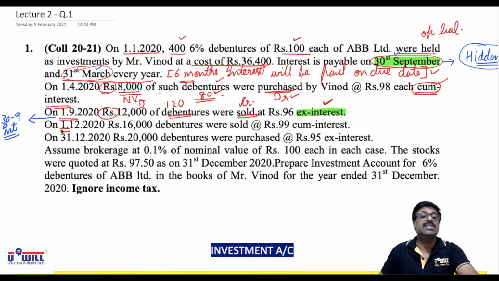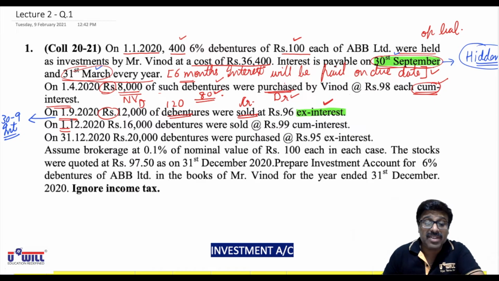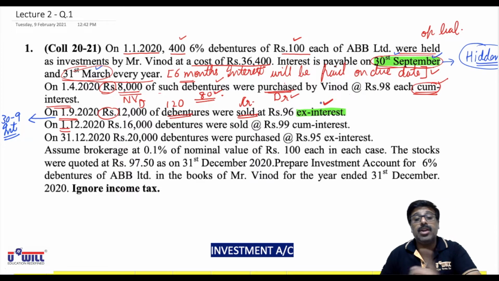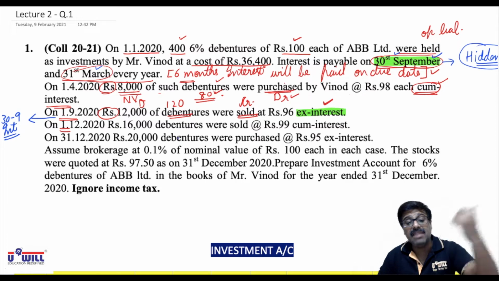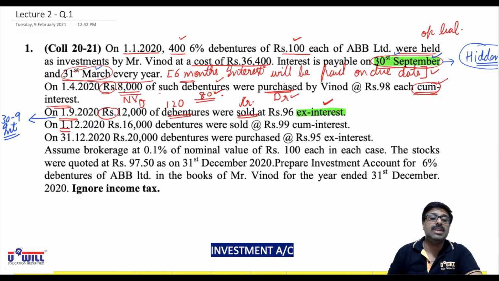Then we will go to 1st December. I repeat, when we solve the question, after 1st September we will record the 30th September entry of receiving the interest. Then we will go to the 1st December transaction. Now what is the transaction on 1st December?